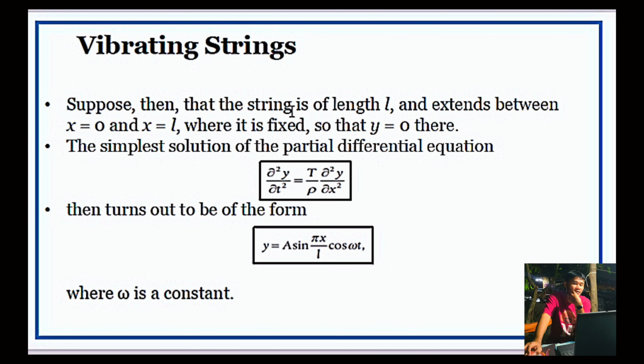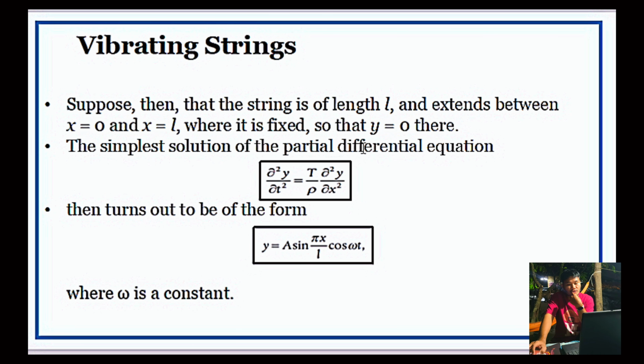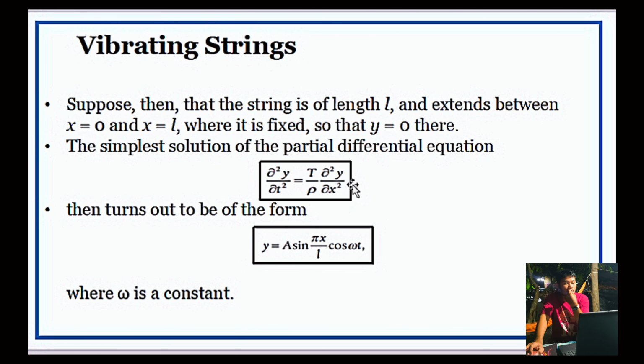Now let's move on to the vibrating strings. Suppose then that the string is of length L and extends between x equals 0 and x equals L, where it is fixed so that y equals 0 there. The simple solution of the partial differential equation is this one. It turns out to be of the form y equals a sine (pi x over L) cos wt, where w is a constant.